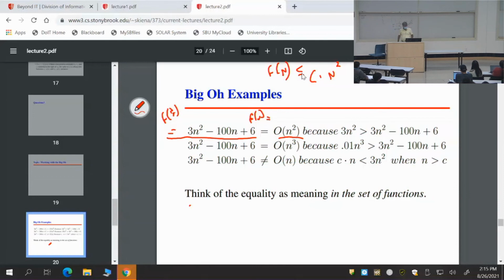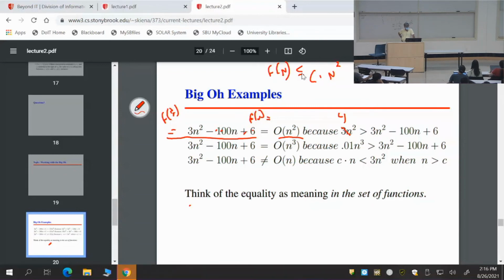Notice if I set it equal to 3, 3n squared, this is kind of a funny function in that the 100n is negative, and the 6. So as n gets bigger and bigger, this part is going to get smaller and smaller, right? And so yes, if I use 3, that would work. What if I used 4? Let's think about it. Is 4n squared bigger than f of n? What about 5n squared?